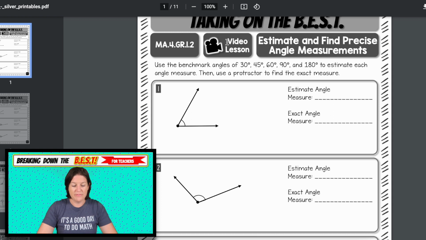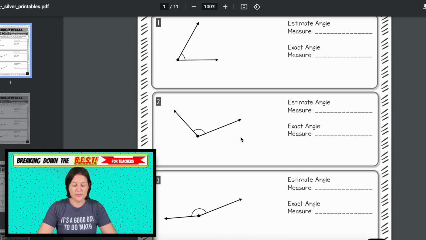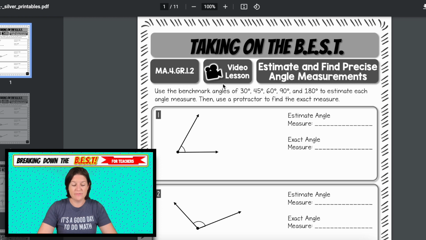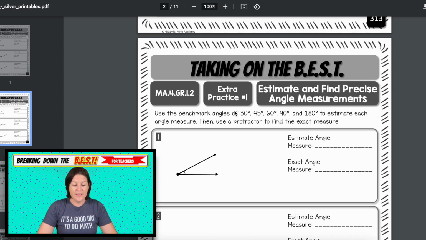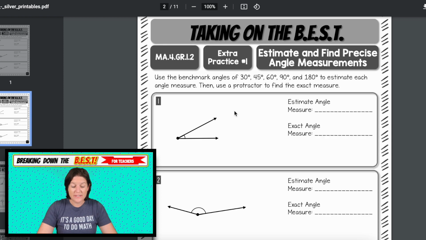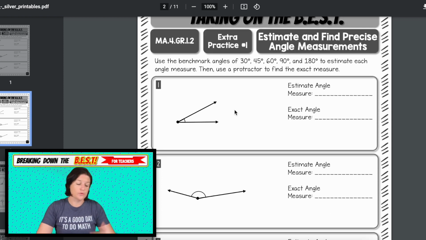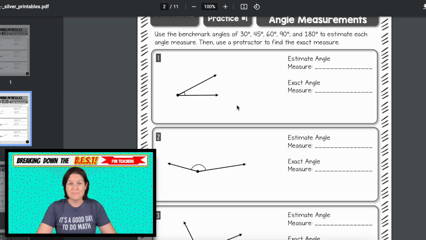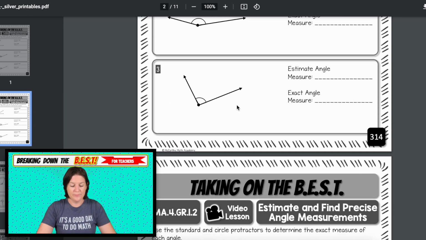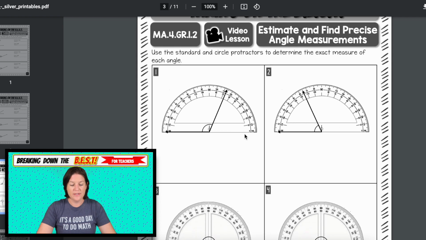All right, so here we have the video lesson just like I was showing you. First we're going to use the benchmark angles to estimate the angle measure, then we'll use the protractor to find the exact measure. That is the video lesson. It's got that video lesson icon, and then you've got extra practice that looks just like what we did in the lesson, so students can look at their notes and then complete this extra practice page to become more confident with this skill. Then we move on to the next video lesson.